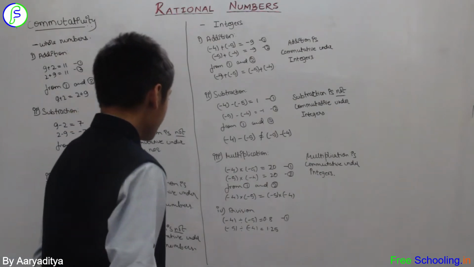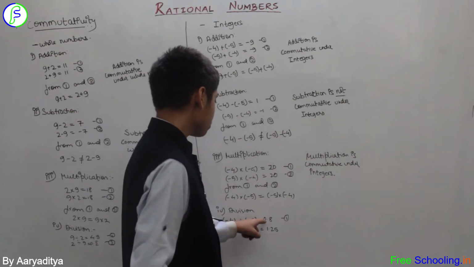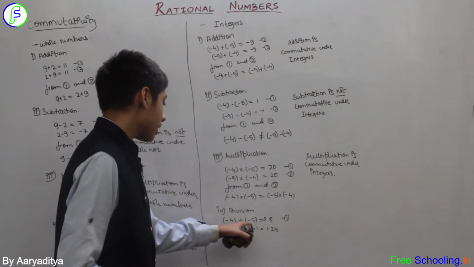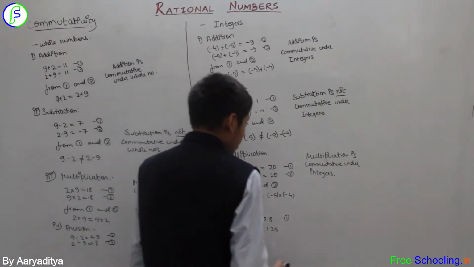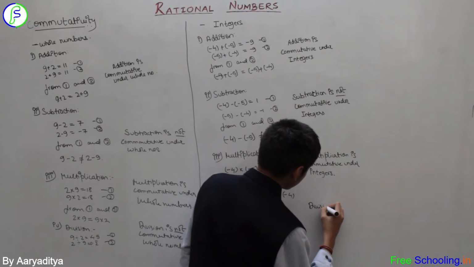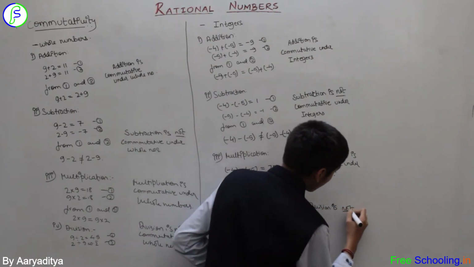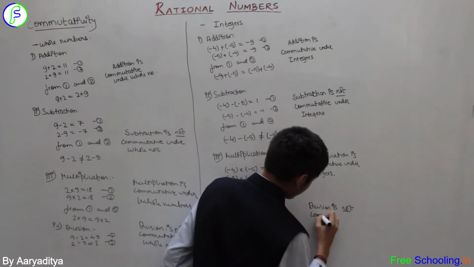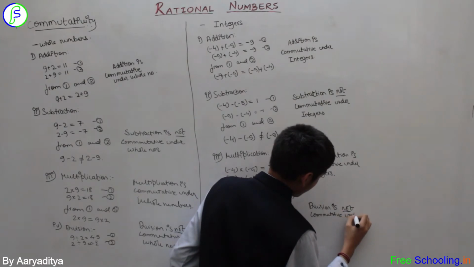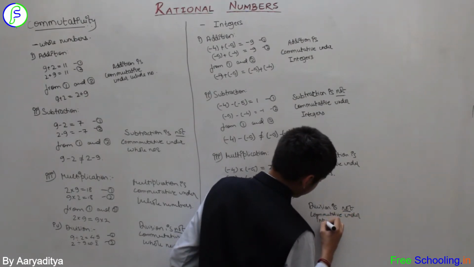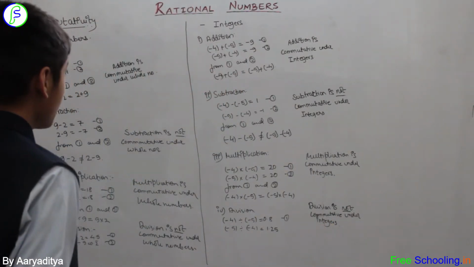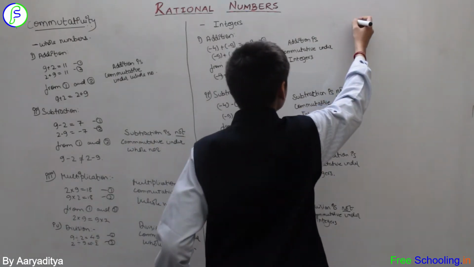As you can again see, minus 4 divided by minus 5 is equal to 0.8, but minus 5 divided by minus 4 is equal to 1.25. Therefore, minus 4 divided by minus 5 is not equal to minus 5 divided by minus 4. The statement that again will be written is: division is not commutative under integers. Hope you all are clear till now. Now let us proceed to rational numbers.